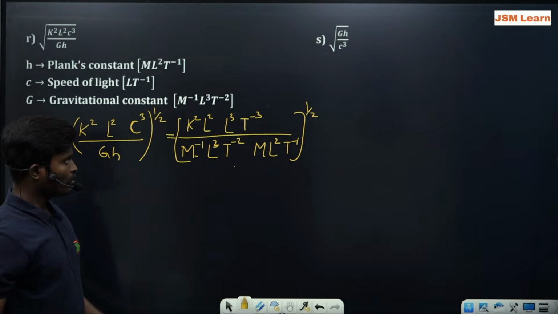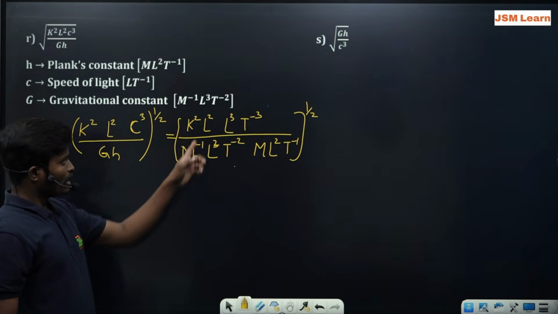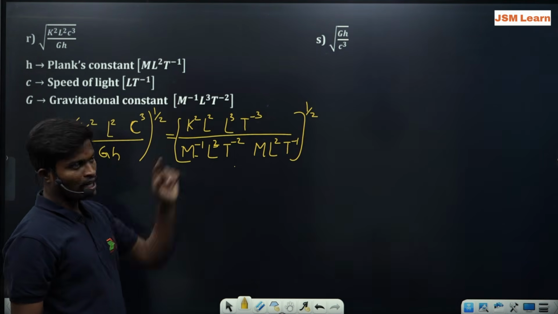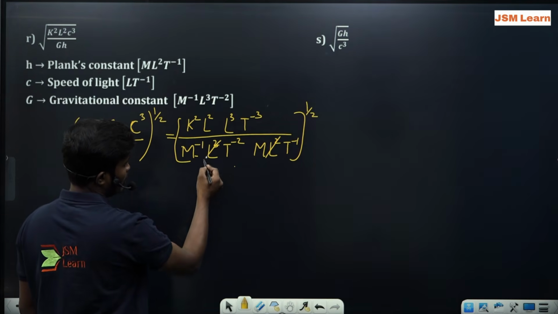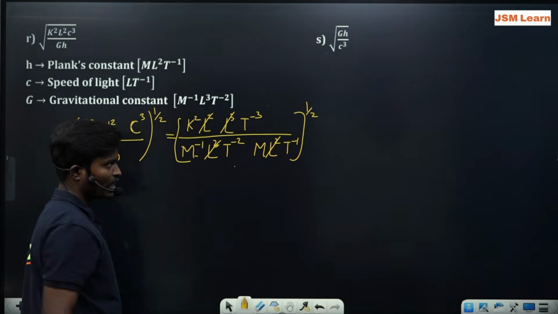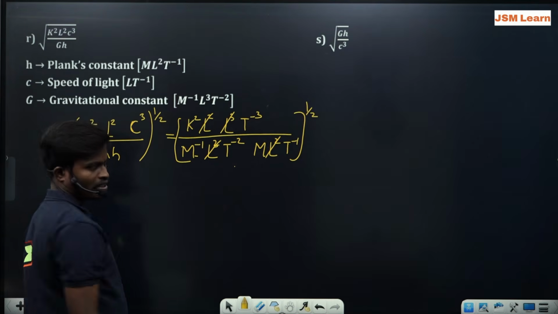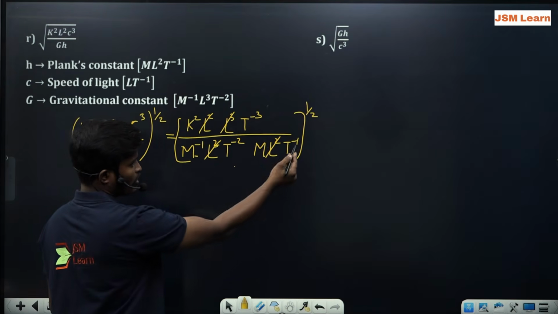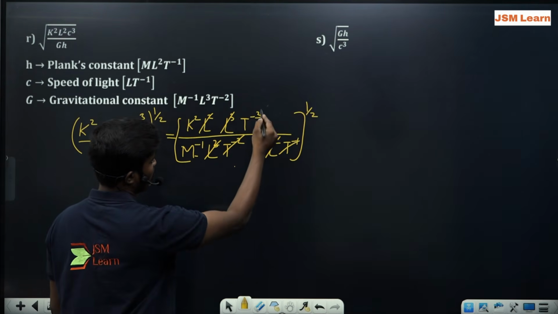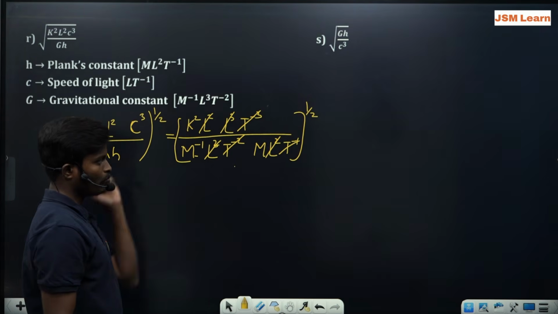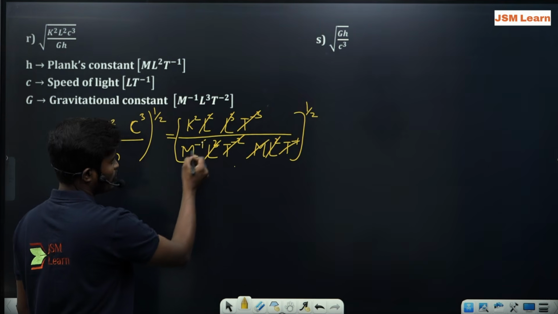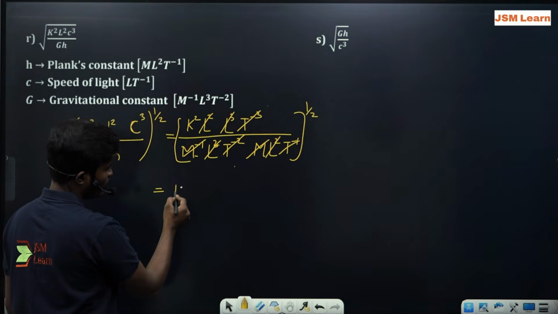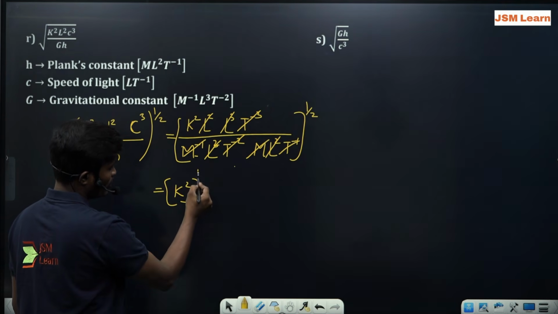So if you again look at k square as it is, now L power 2, L power 3, total L power 5 in the numerator, L power 3, L power 2, denominator L power 5, numerator L power 5 will get cancelled. Now t power minus 3 in the numerator, t power minus 2 minus 1, here also it gets cancelled, t power minus 3 by t power minus 3. So what is left? M power minus 1, M power plus 1, these two will get cancelled. So only k square is left, whole power 1 by 2.